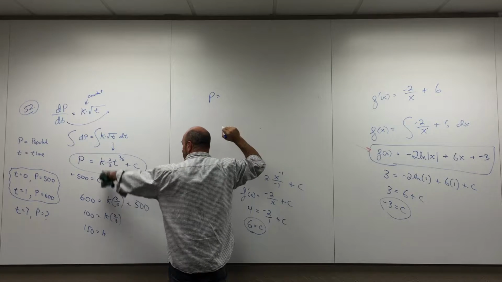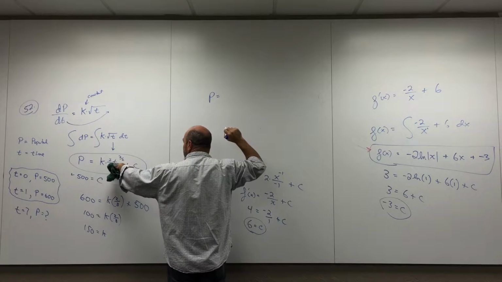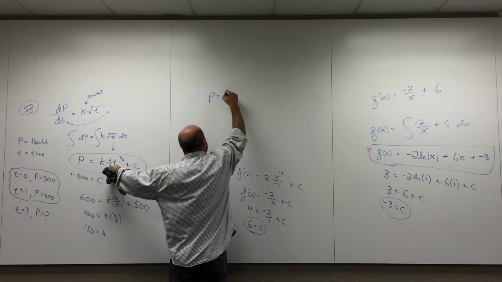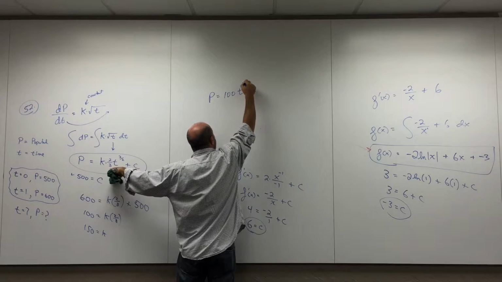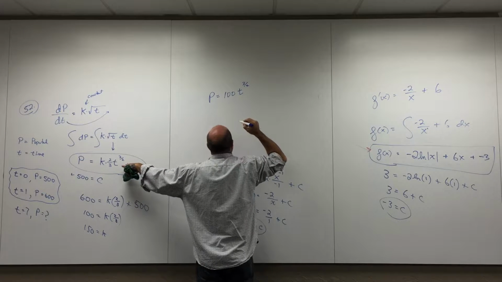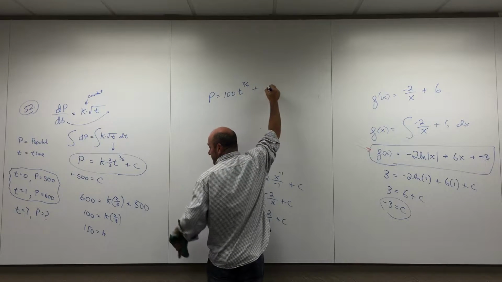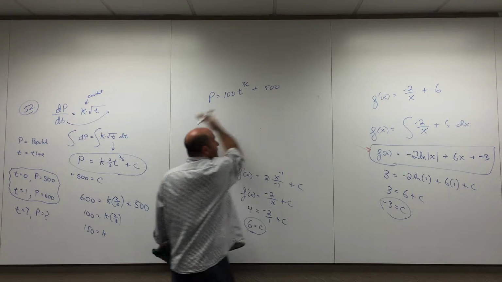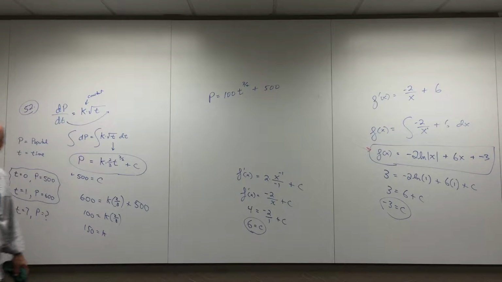So what's this k? 150, but it's 150 times 2/3. That's 100. And then this is a plus 500. Cool. We got a population equation. And now I can answer the question. Let's plug in a 7 and see what the population is.